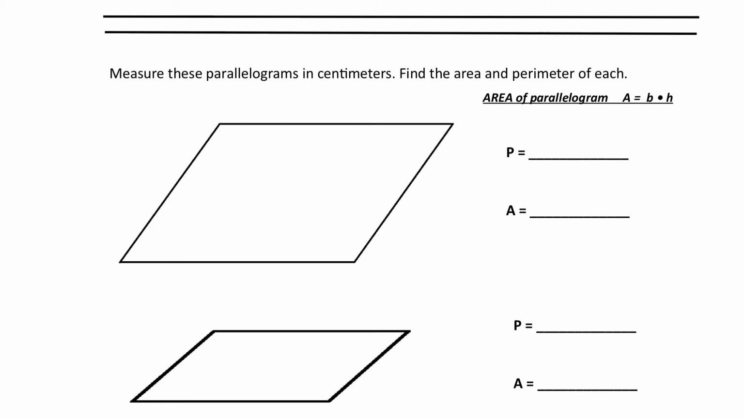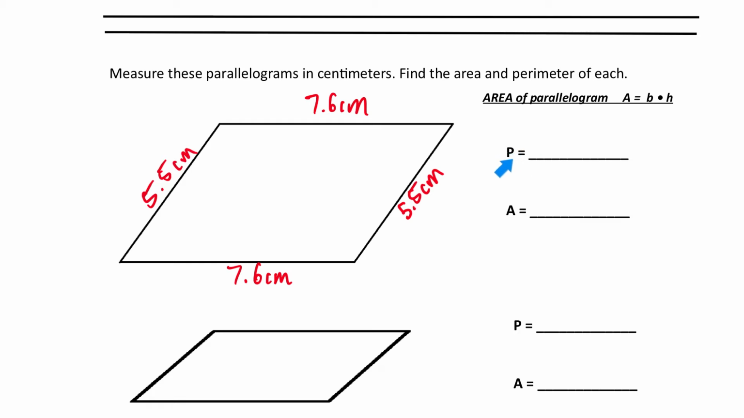All right, so how long is the base? About 7.6, it looks like, right? So this is about 7.6, which means this one up here is going to be 7.6, because in a parallelogram, opposite sides are always congruent. And then if we measure this other side, how long is that? It's about 5.5, which means this one's going to be 5.5.